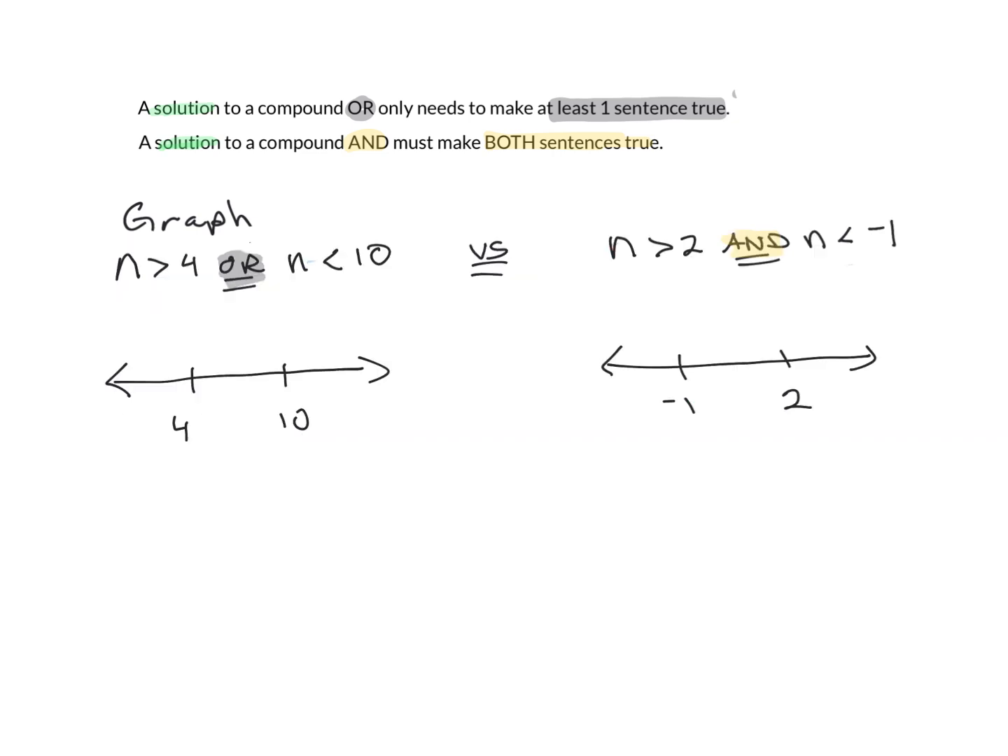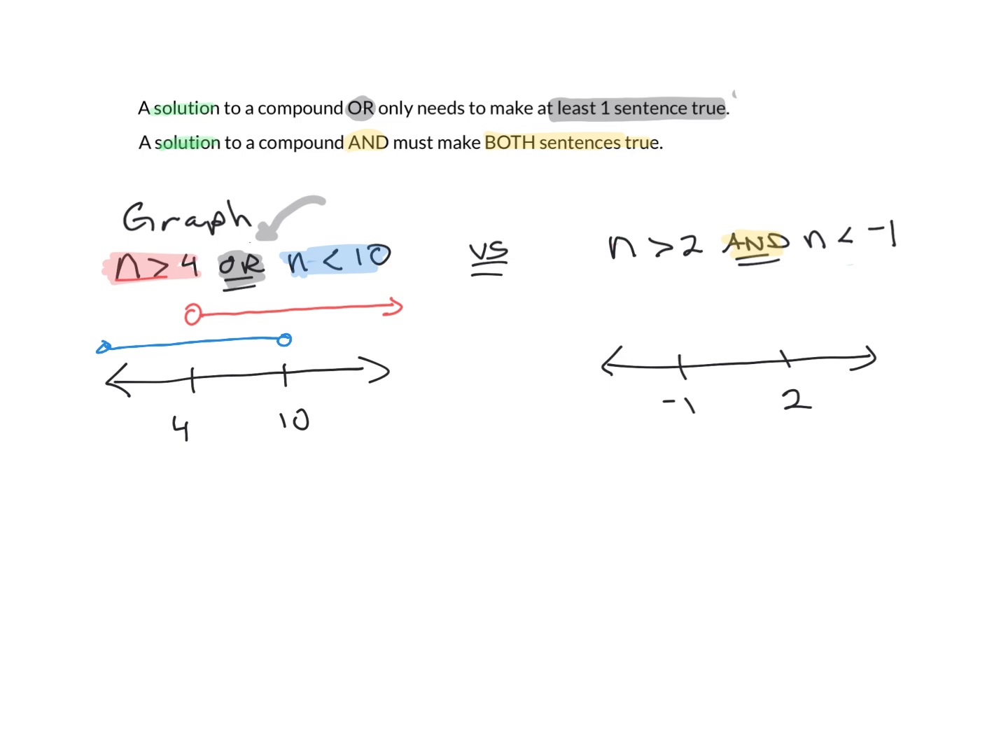Okay, let's look at these two cases. So once again, for an or, as long as it makes at least one of them true. So any number that is greater than 4 will make the first one true. So any number that is bigger than 4, forever and ever, will make the first one true. And any number that is less than 10 will make the second one true. We're not looking where they overlap.